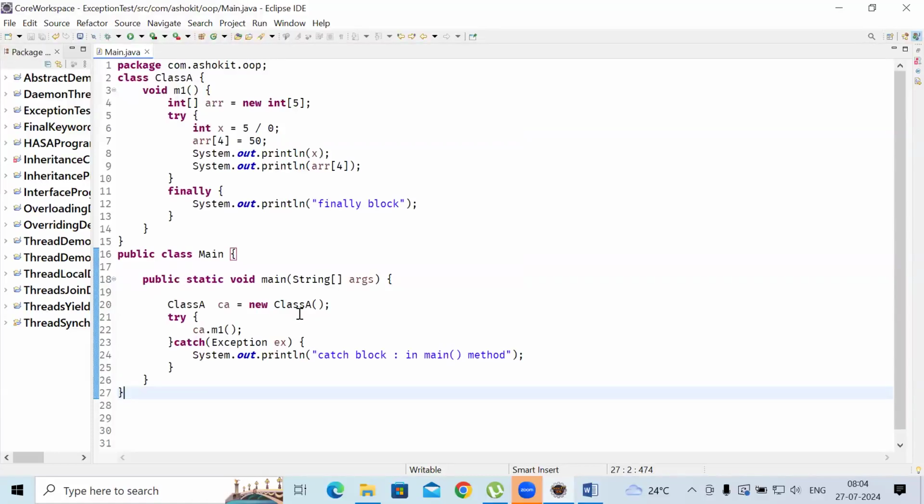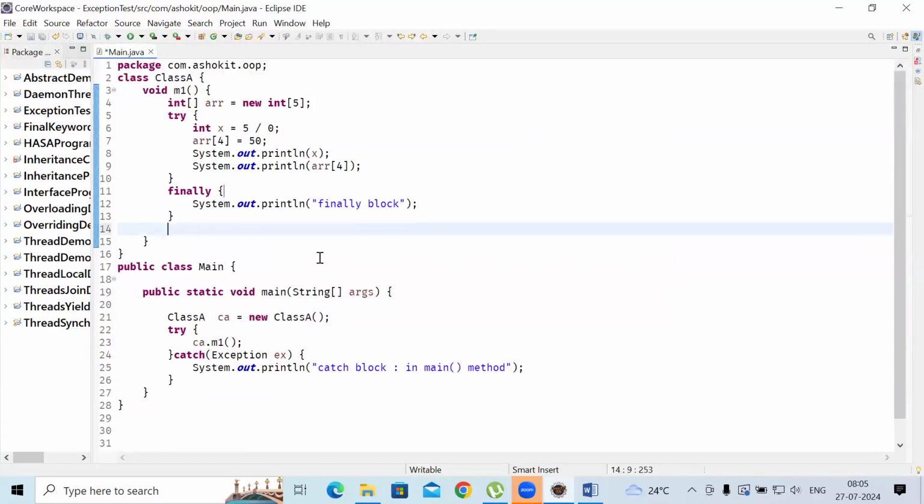Now I'm writing a try block, and for the try block, I'm writing a finally block. This is all very good. Next question, guys: I'm writing a try block and also a finally block, but after the finally block I'm also writing one SOP message. Some statement is there after finally.